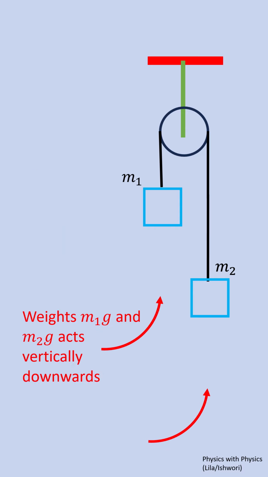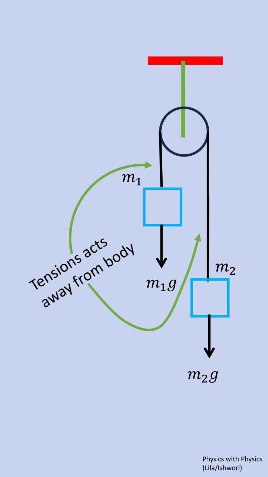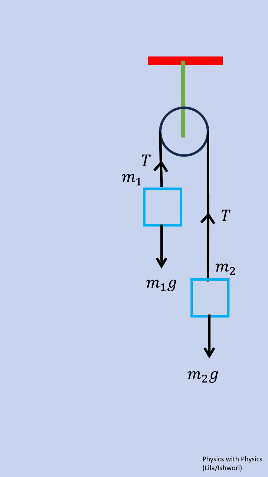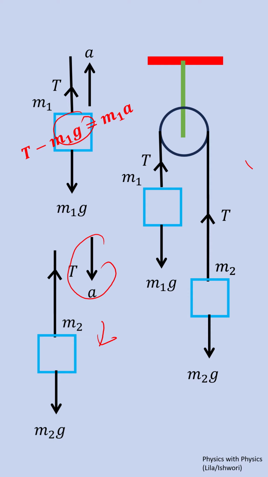Weight acts vertically downward. Tensions act away from the body. Now let's consider the free body diagram for M1 and M2 separately; there is no horizontal motion. The direction of acceleration for mass M1 is upward, and for mass M2 it is downward. T minus M1G equals M1A, and M2G minus T equals M2A for mass M2.